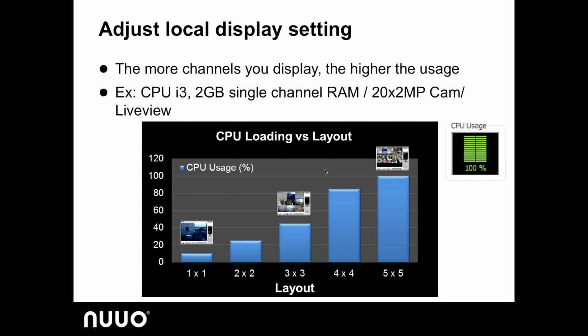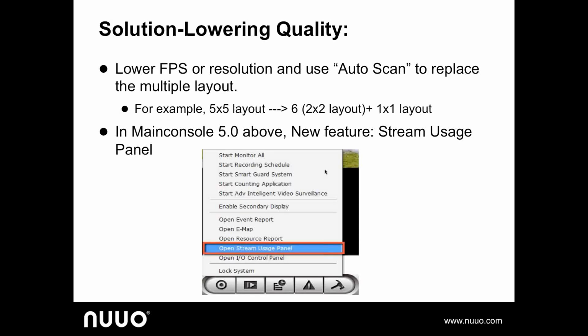So in this case, we have other options for you. You can try to lower the frame rate or resolutions, or you can try to use the auto scan to replace the multiple layout. For example, we can change the 5 by 5 layout to a 2 by 2 layout plus one by one layout and use the auto scan to view all the live views.